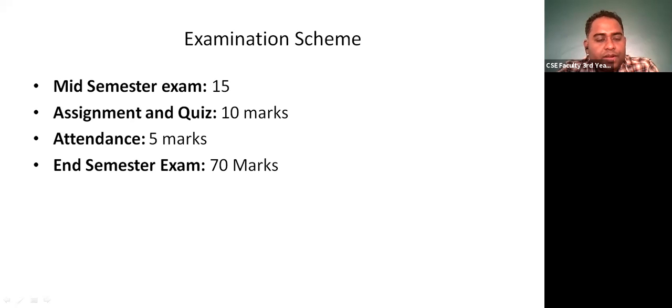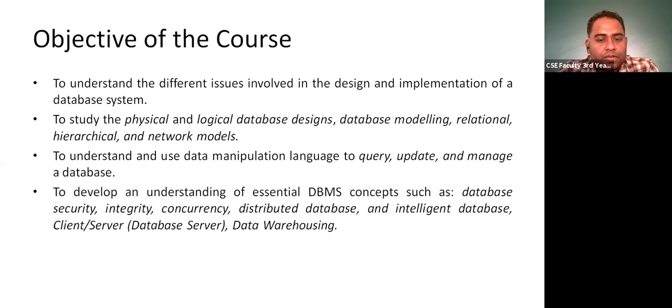Next is your examination scheme. Your mid semester exam will be of 15 marks. 10 marks there will be an assignment or quiz. 5 marks will be for the attendance, and your end semester exam will be of 70 marks. So altogether it is 100 marks.